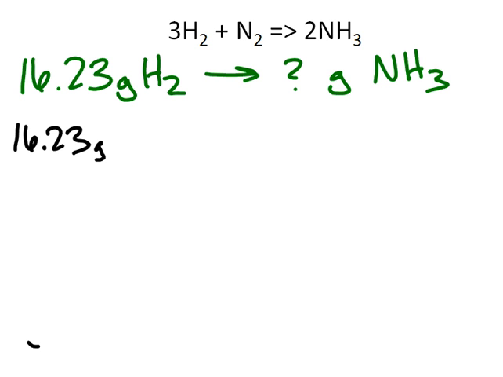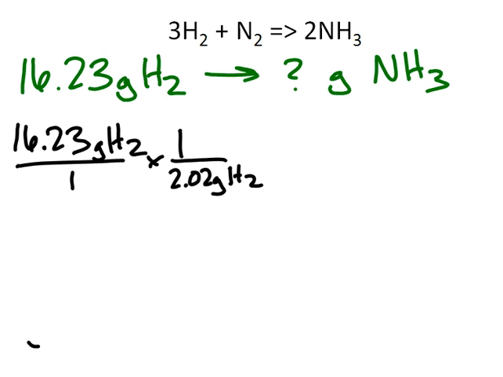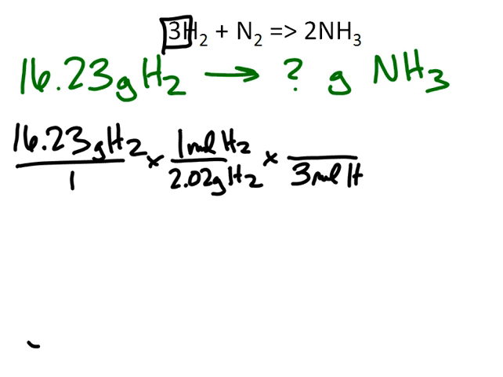16.23 grams of hydrogen gas over 1. And I need to get to moles of hydrogen. So 2.02 grams of hydrogen gas is for every 1 mole of hydrogen gas. And I use molar ratio right here, right? My molar ratio in this case is going to be 3 moles, according to the equation, right? 3 moles of hydrogen gas to 2 moles of ammonia.